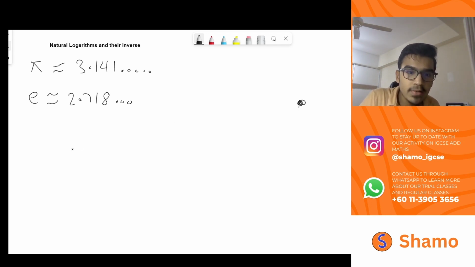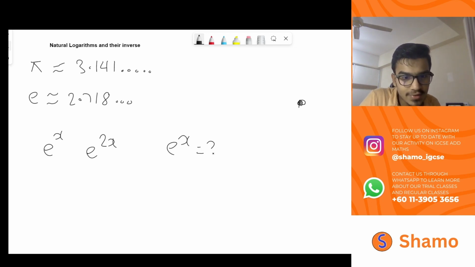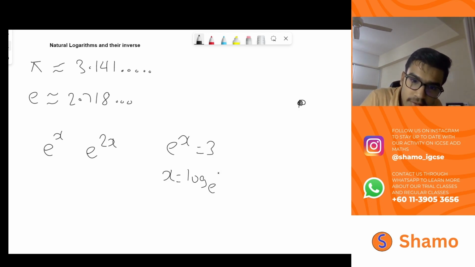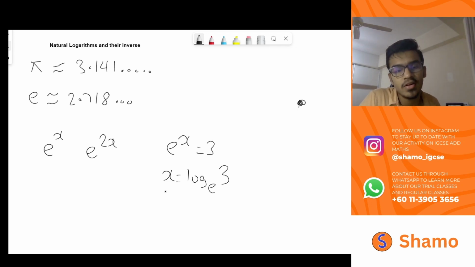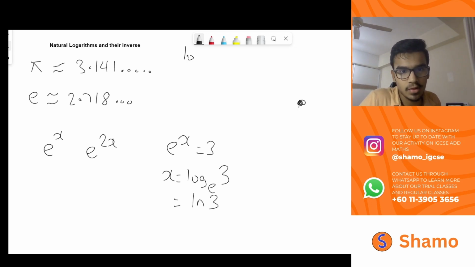Okay, for example, you'll have many exponential equations with e, like e to the power x, e to the power 2x. So if exponents are there, suppose like e to the power x is equal to 3, we will need logarithms with the base e, don't we? Log base e of 3. Now, I've already mentioned this earlier that e is such a common base that there's special notation for this, and we just write ln 3. So instead of writing log base e, we just write ln.